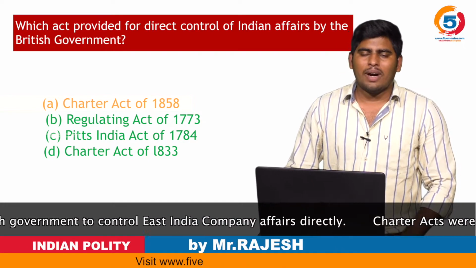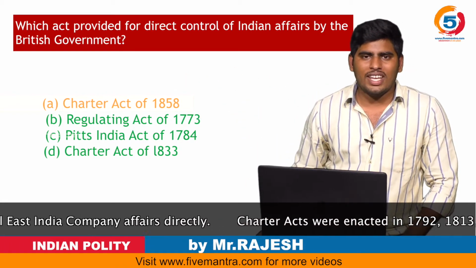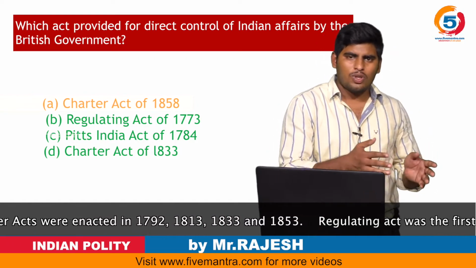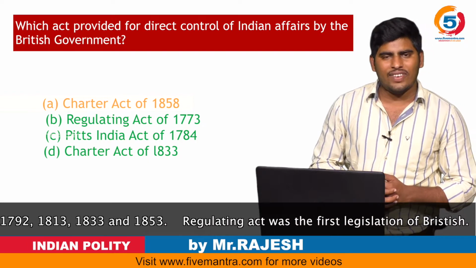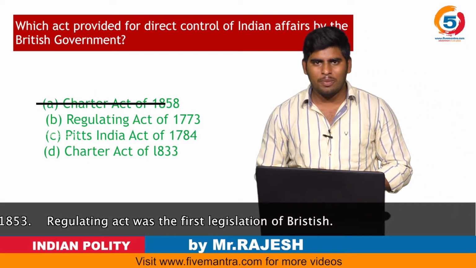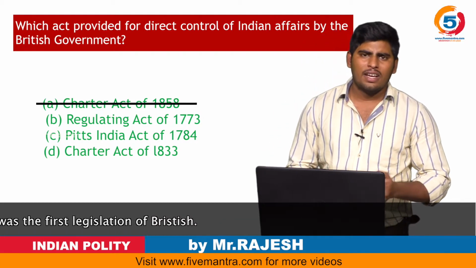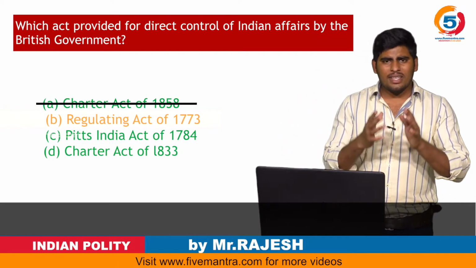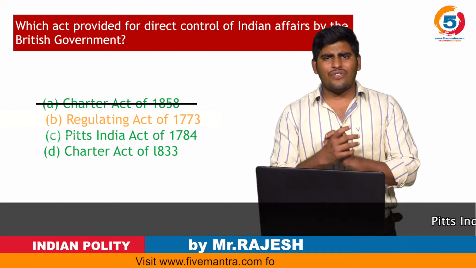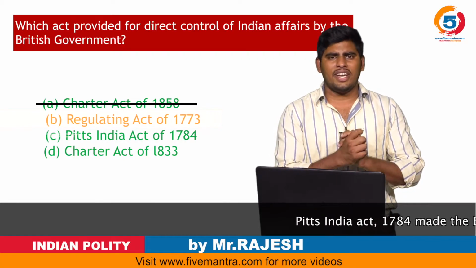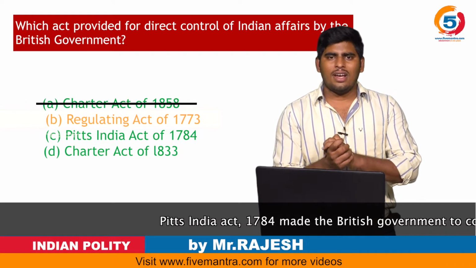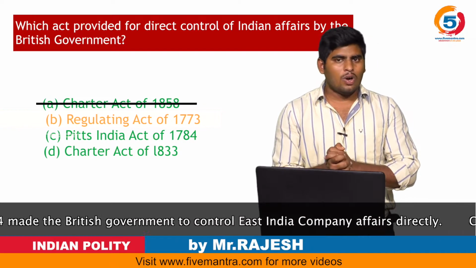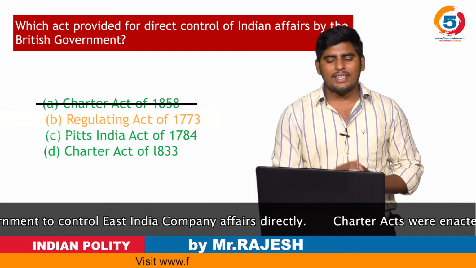Moreover, by the Government of India Act 1858, there is a complete transfer of power from the East India Company to the British government to regulate the Indian affairs. So the first option you can eliminate. The second option is the Regulating Act of 1773. Though in modern Indian history it is the first legislation made to regulate the Indian affairs, it does not have an objective to regulate the East India Company, which is a private company, although this act was made by the British government.